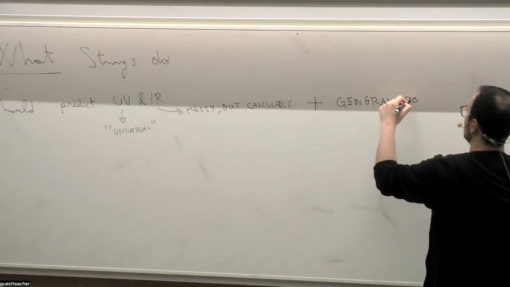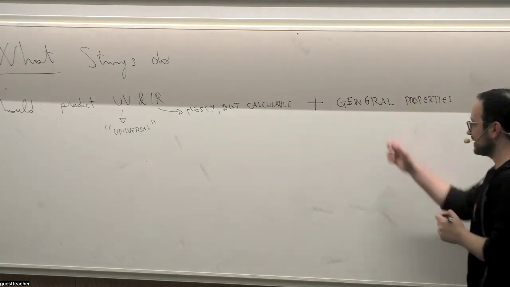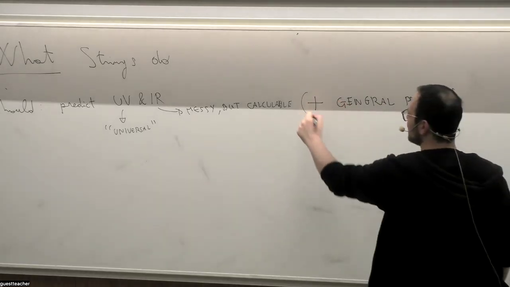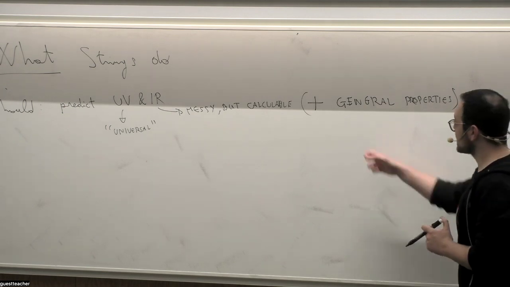General properties. This is a bonus, right? Like no theory, the doctor didn't order this, right? So string theory happens to give us that. And there are general arguments, generic broadly quantum gravitational arguments, that there should be these general properties, and they happen to hold in string theory. We will review some of them tomorrow. So this is sort of a bonus, right?